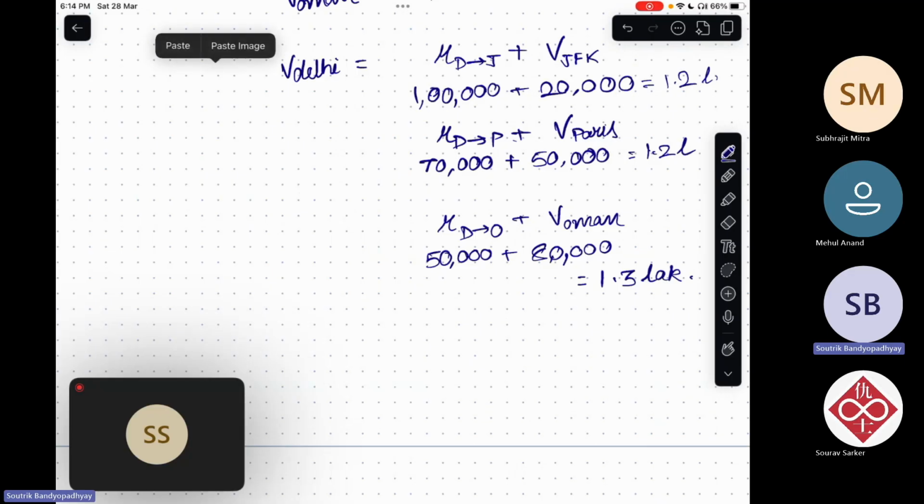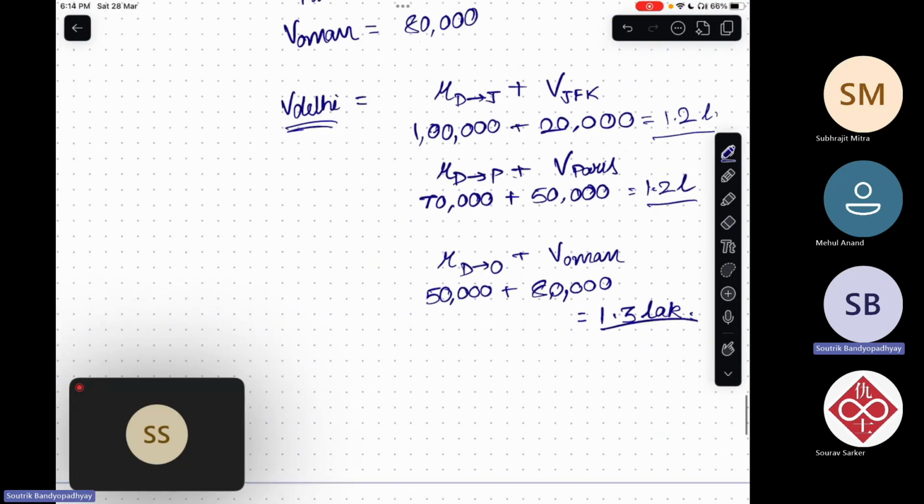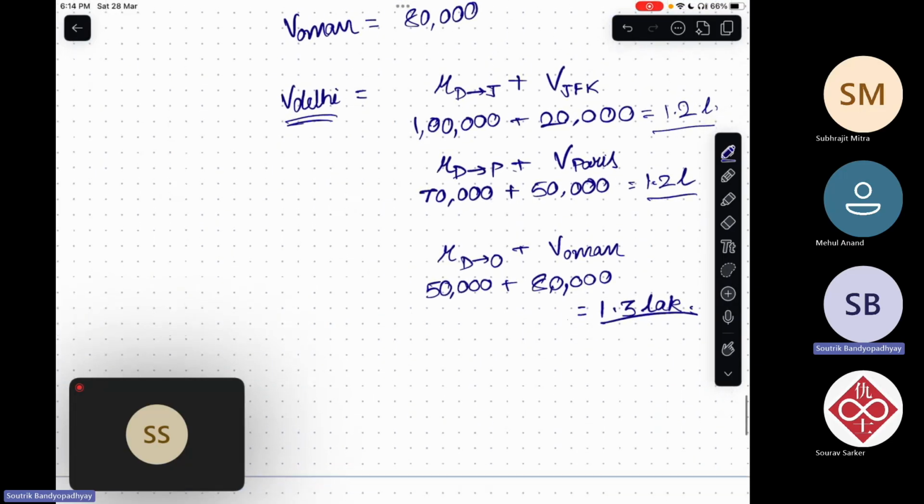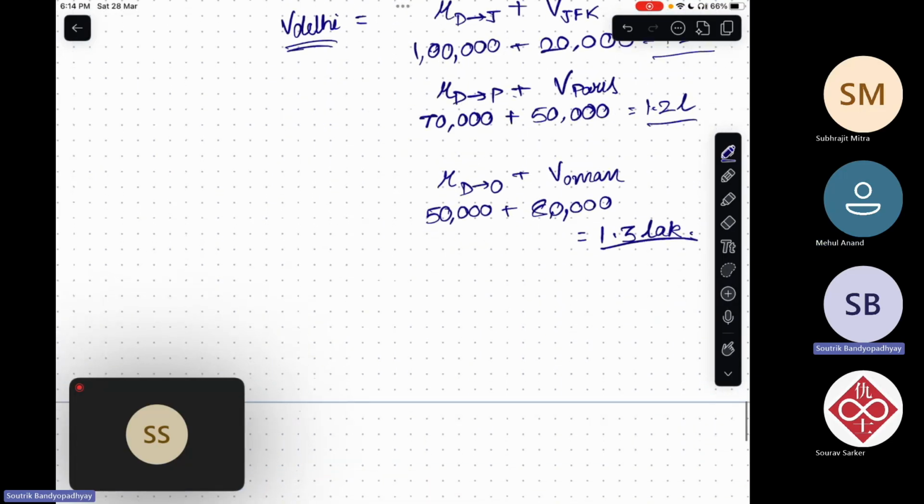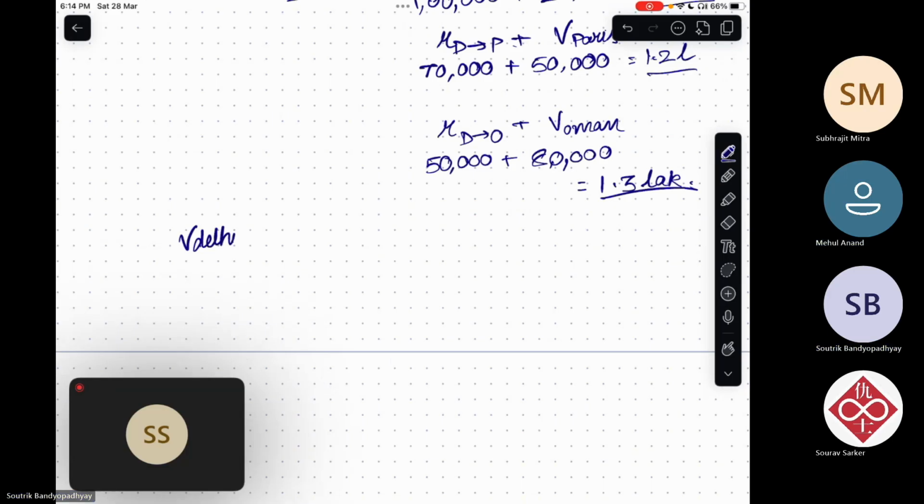The value of Delhi is the minimum of all these three values, right? And here there is a tie between the JFK route and the Paris route. So the value of Delhi is 1.2 lakh, and this corresponds to either the JFK route or the Paris route.